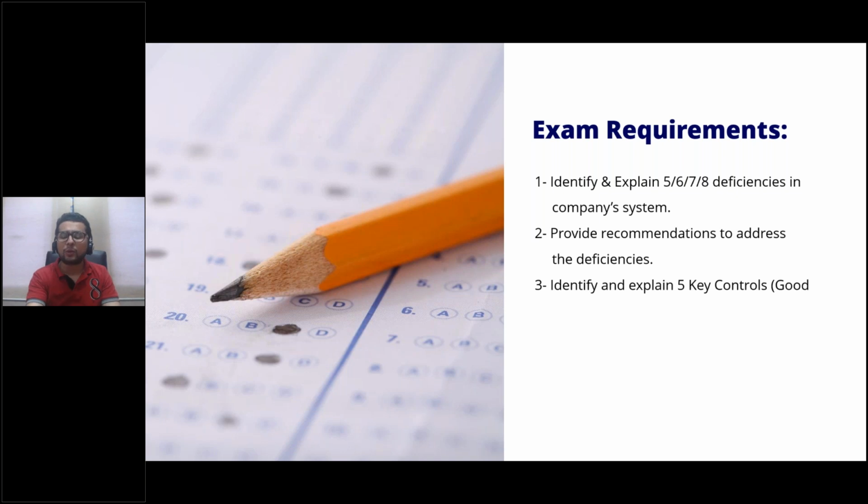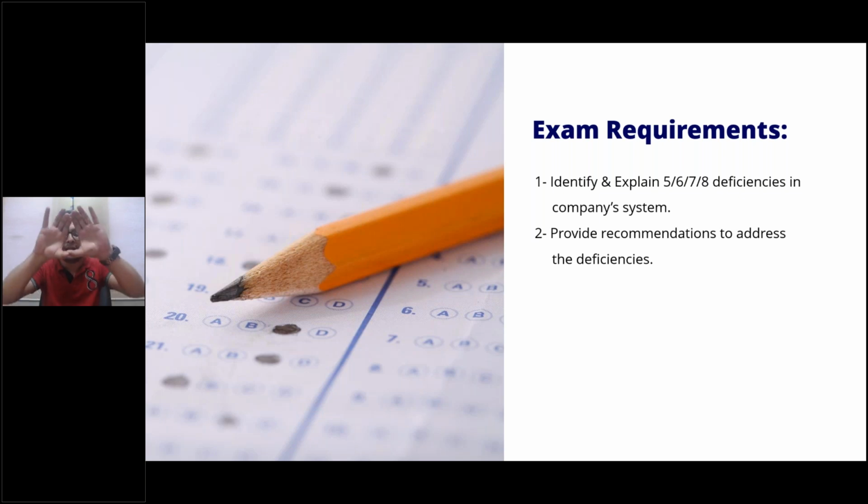So that's exam requirement number 1 and exam requirement number 2. Whenever the examiner is going to test exam requirement number 1, it's a sure shot thing. The examiner would definitely test exam requirement number 2 as well. The answer would be in a tabular form. The table would be given in the exam. You have to come up with the headings: deficiencies, recommendations.